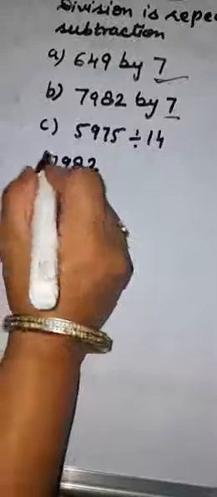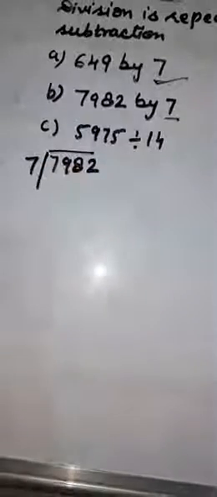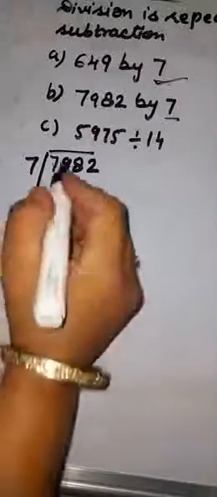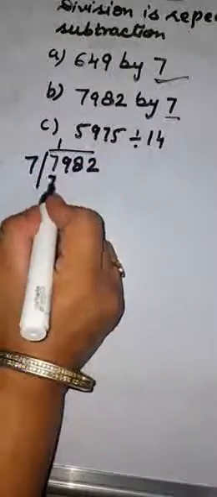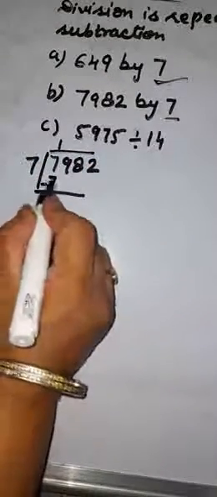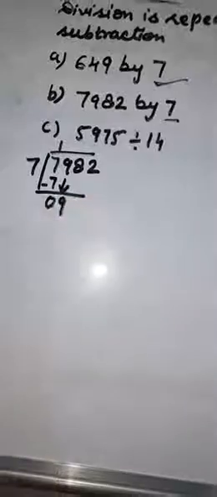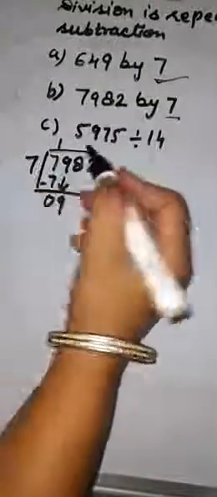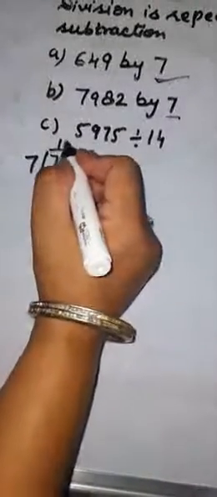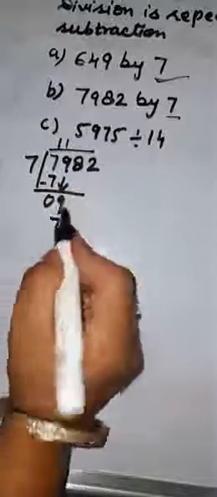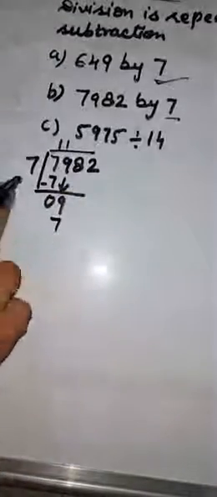7982 divided by 7. So it's very easy. 7 ones are 7. 7 minus 7, 0. Now bring it down. We have 9 here in the second place. So again we will read it one time. 7 ones are 7 because 9 is a little bit greater than 7.